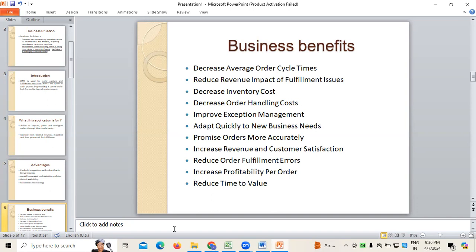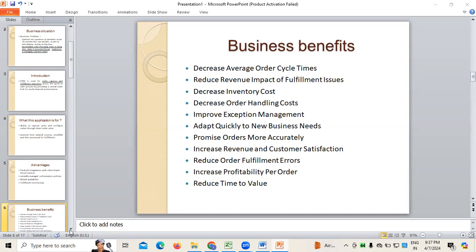At the same time, it also increases the profitability per order. Followed by this, it reduces the time to value. These are all the business benefits which any business owner who wants to opt for a modern order management system would look for. Oracle-based Fusion Cloud is one of the best cloud service order management systems one can see. Because if you go back to the business situation or the problem which I told you, there is decentralized order processing, and this product will give you the advantage of centralized order processing, right?